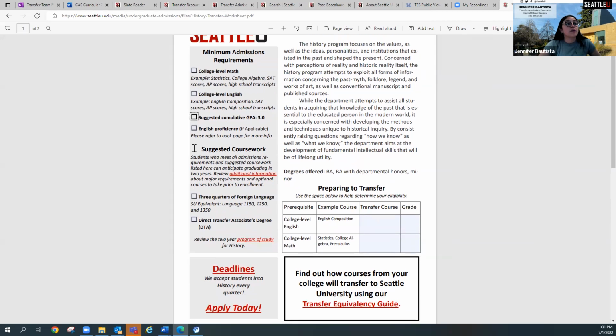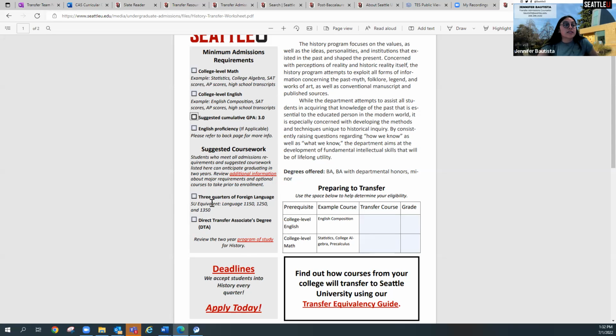This next section down here is suggested coursework. As you can see here, it's really important to read all of these specific blurbs, as they provide a lot of great information. Students who meet all admission requirements and suggested coursework listed here can anticipate graduating in 2 years. So what this is saying is if folks come in with these prerequisites and these requirements, students can potentially graduate within a 2-year time span, right?